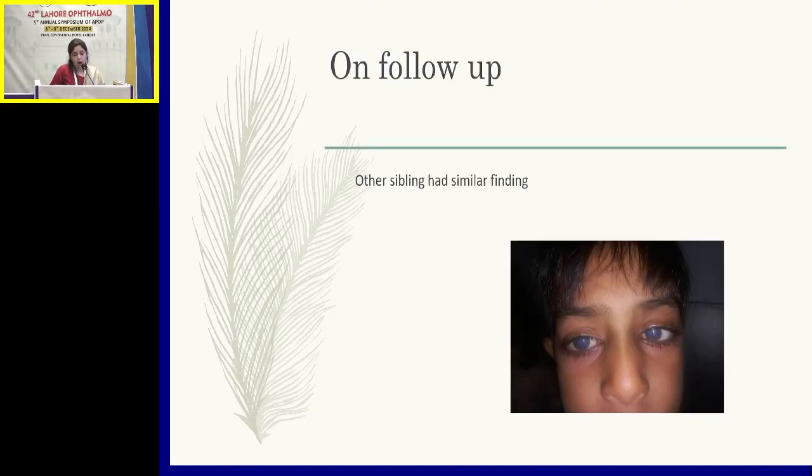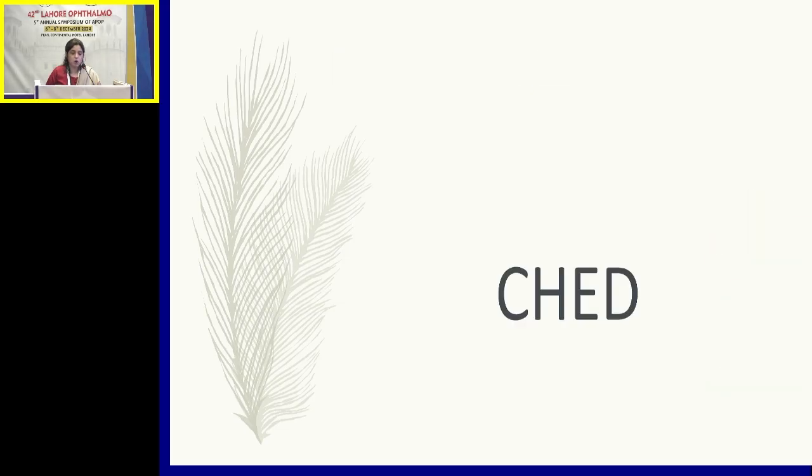On the follow-up, here's the brother, and he had similar findings, and the IOP was around the same. It was more or less the same. So we stopped all the drugs and sent the children home. So it was a case of corneal dystrophy. Our diagnosis was CHED.